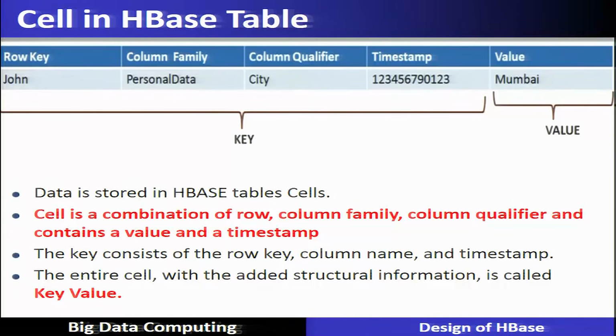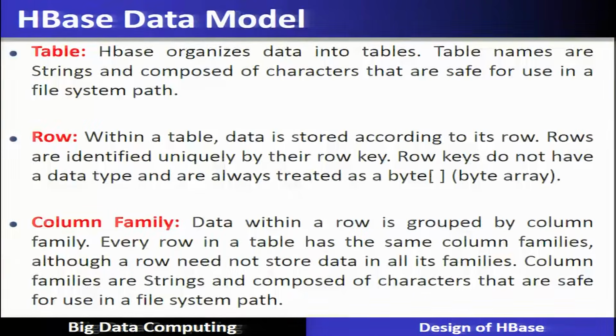Now, cell: in an HBase table, data is stored in HBase table cells, and a cell is a combination of row, column family and column qualifier, and contains a value and a timestamp. So, the key consists of the row key, column name and a timestamp, as shown here, and the entire cell with the added structural information is called the key value pair.